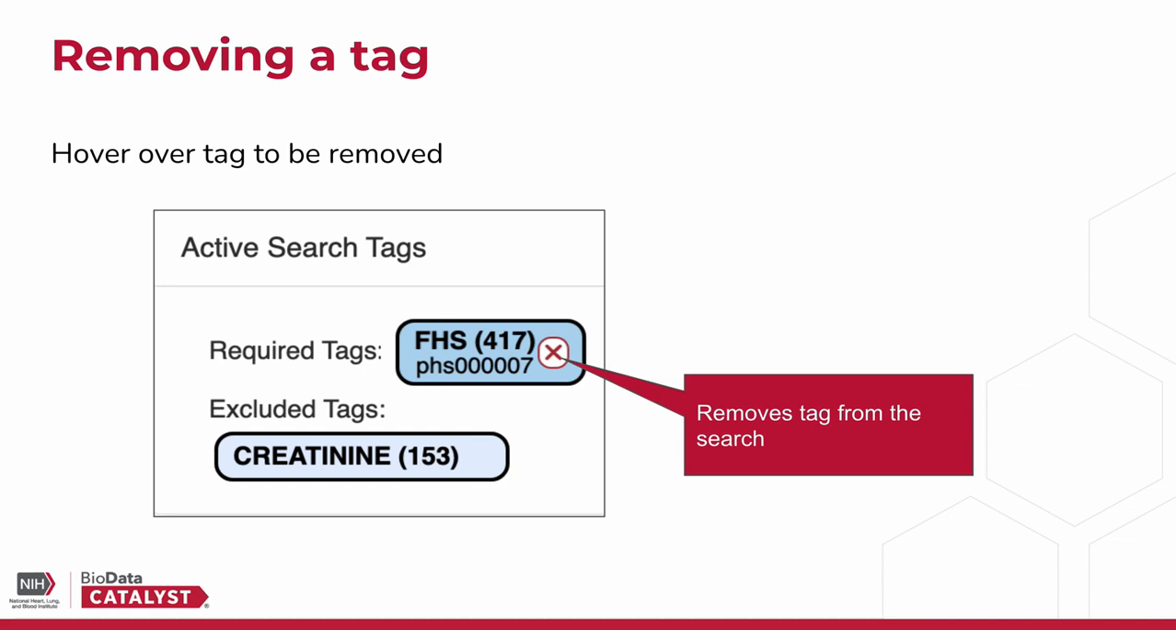To remove a tag that has been added to the search, simply hover over the tag you would like to remove in the Active Search Tags box. Then, click on the X icon that is displayed to remove the tag.